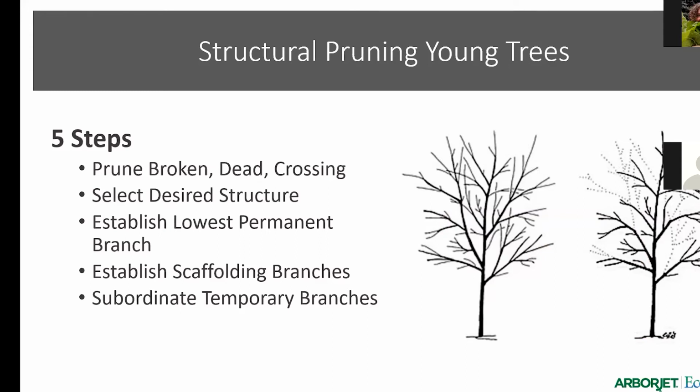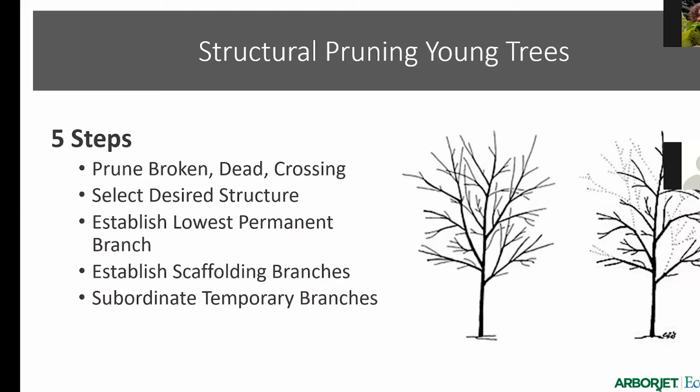In the picture on the right, you can see how that structural pruning after it was established got it down to subordinating the limbs that were getting a little too large for the trunk ratio, and getting a dominant stem. Again, we're going for broken, dead, and crossing limbs, going for a desired structure. If it's an ornamental tree like a dogwood or a Japanese maple, multi-stem is fine.